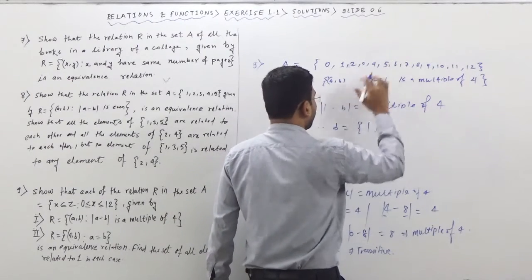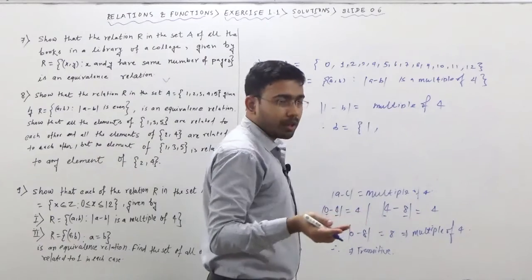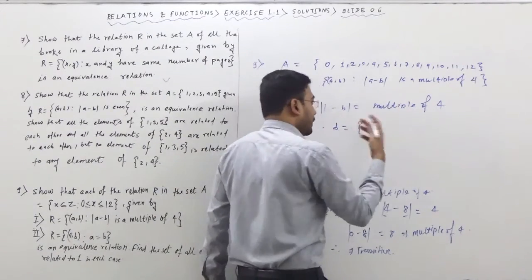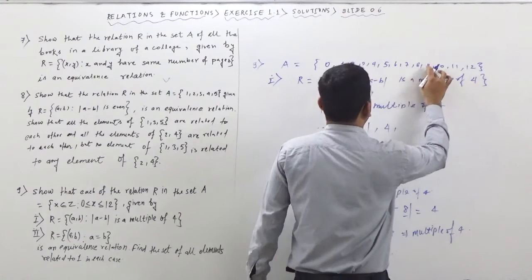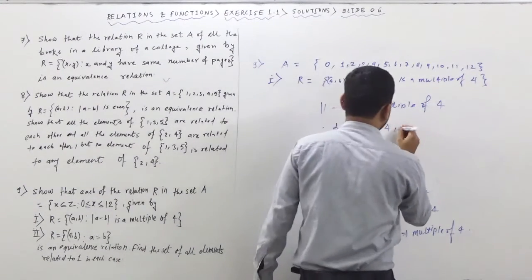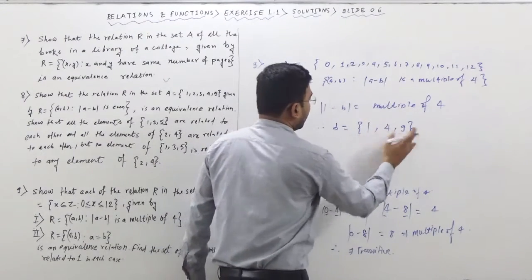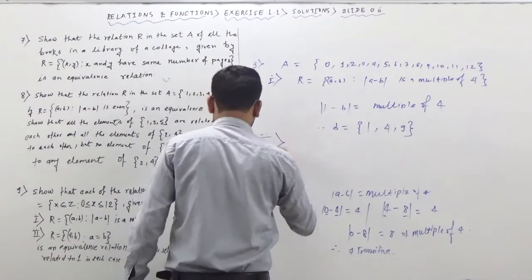3, no. 4, we will not get it. 5, if you are keeping 5, 1 minus 5 will give you how much? Minus 4, of course 4, because it's mod. So 4 is a multiple of 4, yes. Now what else do you have to keep? If you keep 9, you will get 8, and 8 is a multiple of 4, yes. So B can be either 1, 5 or 9. Okay, this is the first question done.